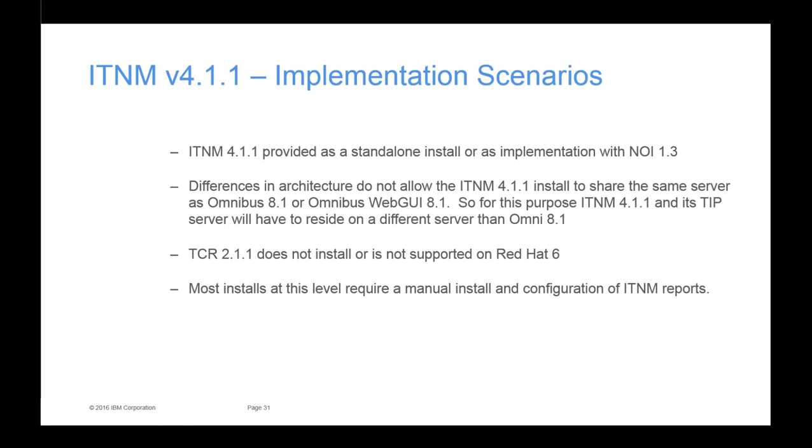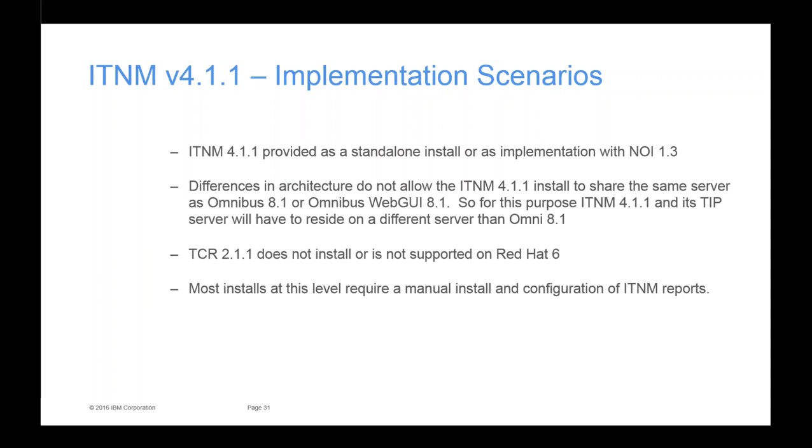All right, so some of the scenarios for 4.1.1. 4.1.1 was provided as a standalone install or as an implementation with NOI 1.3. There are some architectural differences in how 4.1.1 matches up with the GUI portion, Omnibus Web GUI. And so for that reason, 4.1.1 and its tip server would have to reside on a different box than if you had Omnibus 8.1 installed in your environment. Another implementation scenario is that TCR 2.1.1 is not supported on Red Hat 6 without a lot of work, and so we just didn't support it on Red Hat 6.